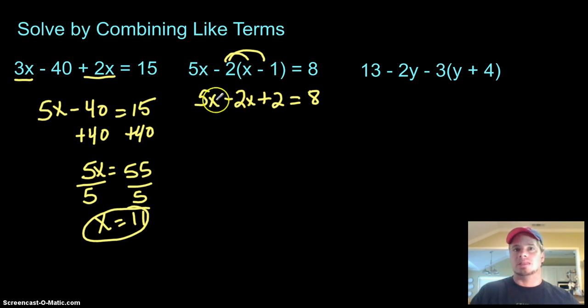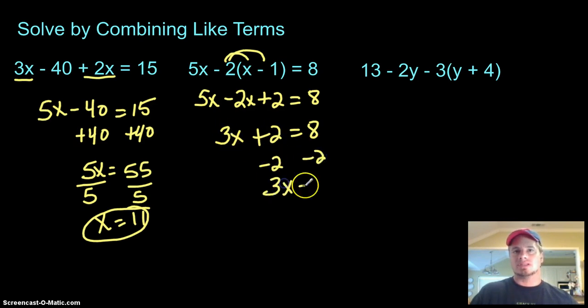Now, I've got two things that are alike here. I want to go ahead and combine those. So I get 5x and negative 2x. That gives me a positive 3x. Now I'm to a place I'm familiar with. I've got a two-step equation. I've got to get rid of two things, the 3 and the 2. I subtract 2 from both sides. I get 3x equals 6. Get rid of this multiplication by doing the opposite, which is divide. I get x equals 2.